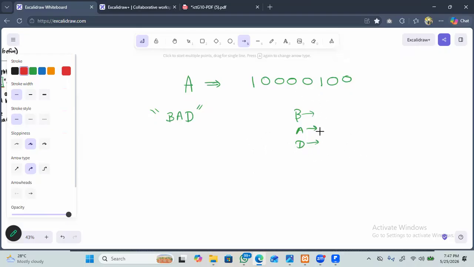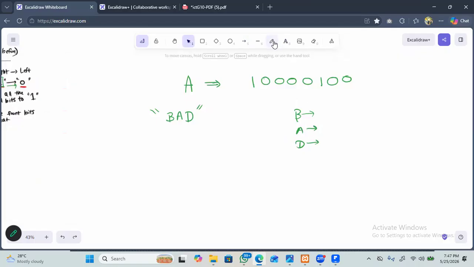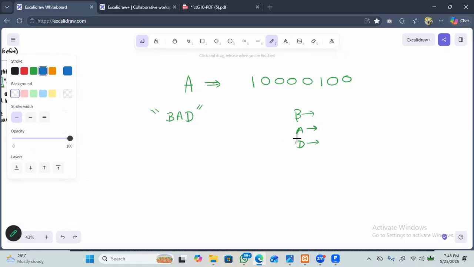Okay, do this one. Tell me the binary representation of D only. Hurry. If you found the answer, kids, tell me the binary number coming for the letter D.